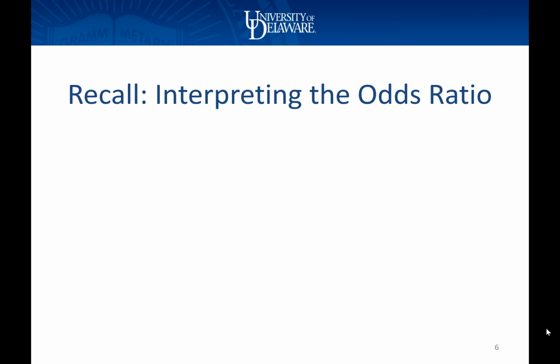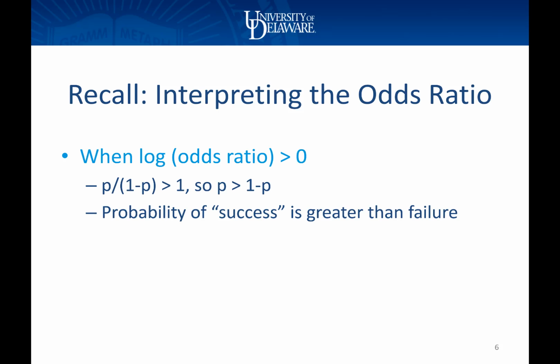Now we're ready to start interpreting the intercept and coefficients in a logistic regression model. But first, let's just refresh on how to interpret the odds ratio. Remember that when the log odds ratio is greater than 0, it means that the odds ratio is greater than 1. So that means the probability of success is bigger than the probability of failure.